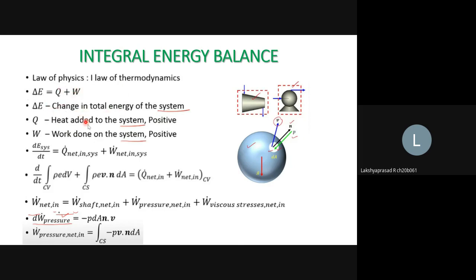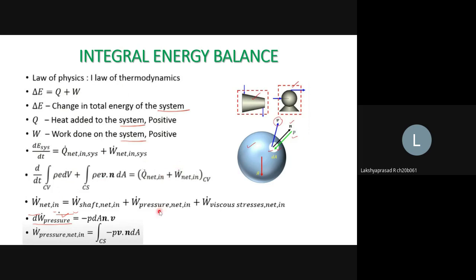Delta E is equal to Q plus W, and we can differentiate with respect to time and write it as shown over here for a system. Now we can write it in an integral form as d by dt of integral over the control volume of rho e dV plus the convection term is equal to Q dot net in plus W dot net in for the control volume. For a control volume, none. Obviously, your system and control volume are coincident, as we are considering.